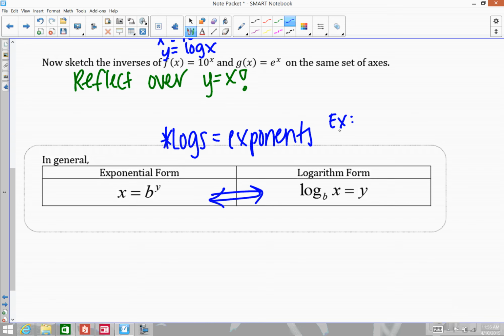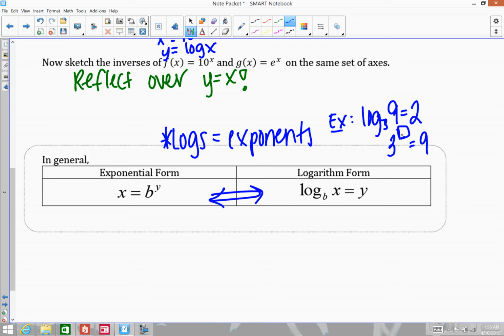is if I have something like log base 3 of 9 equaling 2, what this is saying is, what exponent do I raise 3 to, to get 9?